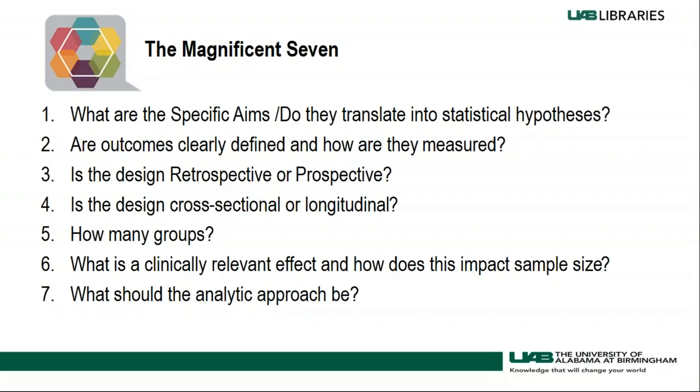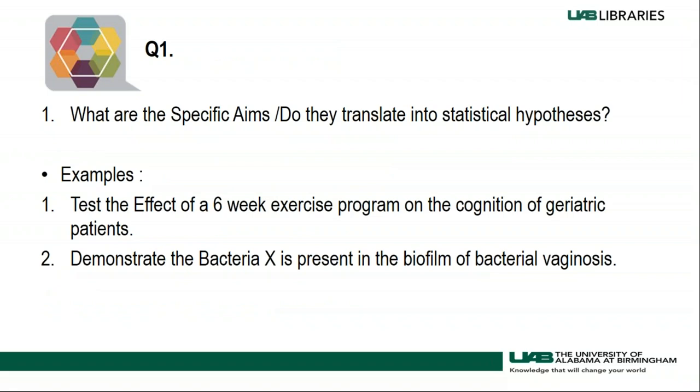So, what are specific aims and do they translate into statistical hypotheses? This is interesting. These are two that actually came in through the walk-in clinics and the office hours. Test the effect of a 6-week exercise program on the cognition of geriatric patients.